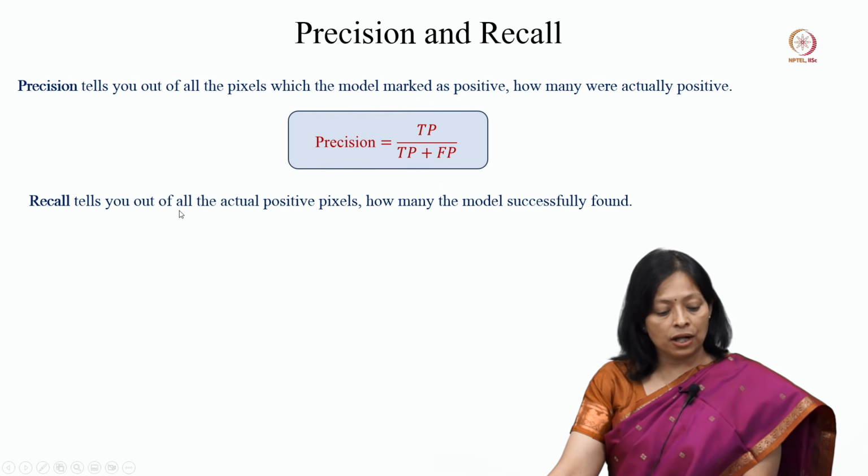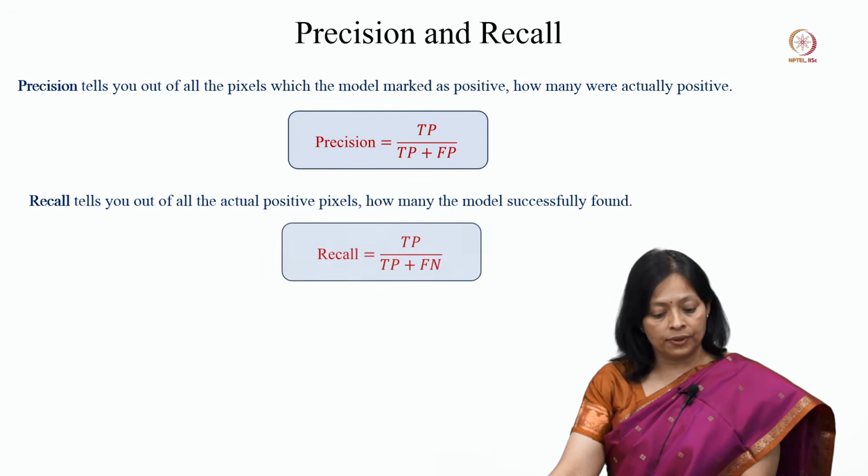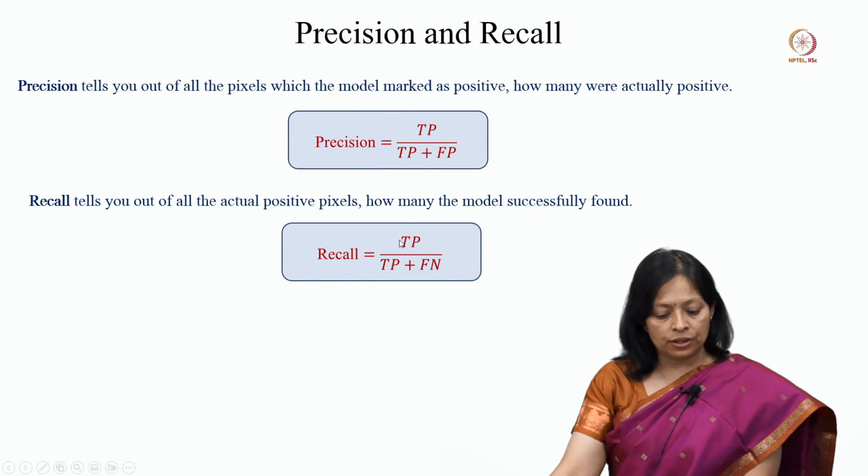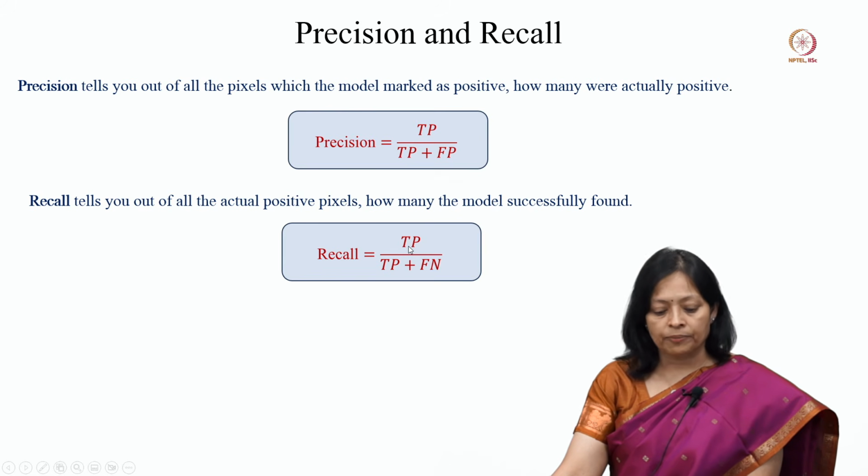And recall tells you, out of all the actual positive pixels, how many the model successfully found. So recall equals true positive divided by true positive plus false negative. Out of all the actual positive pixel values, how many did the model successfully find? That is the summation of the true positive plus the false negative. False negative means those pixels are also actually human figure. If my positive is a human figure, then the negative is my background.